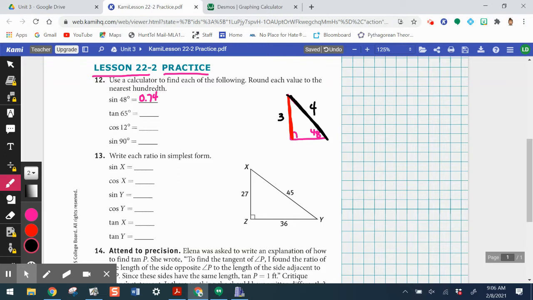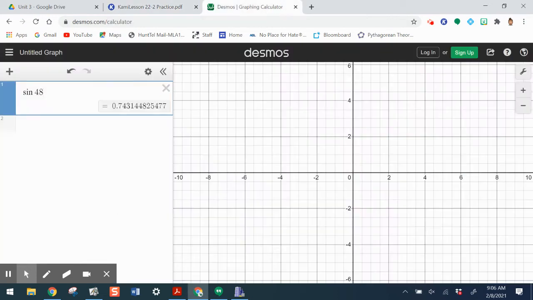And so any right triangle that has a 48-degree angle, when you compare the opposite side to the hypotenuse of that triangle, its ratio will always be 0.74. So just to give you some context here, we're not just plugging in numbers, we're seeing how all this works in this idea of similar right triangles. Now they want us to evaluate tangent of 65, cosine of 12, and sine of 90. So let's run over to Desmos and calculate those.